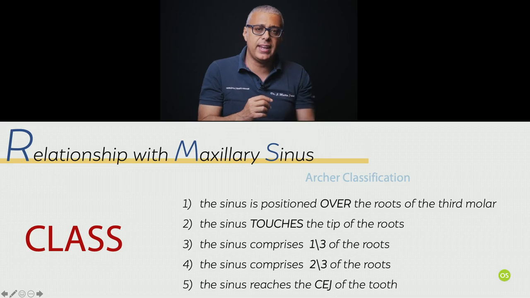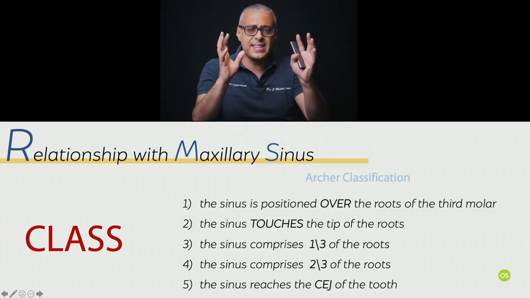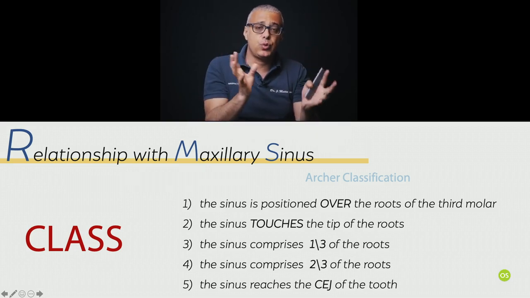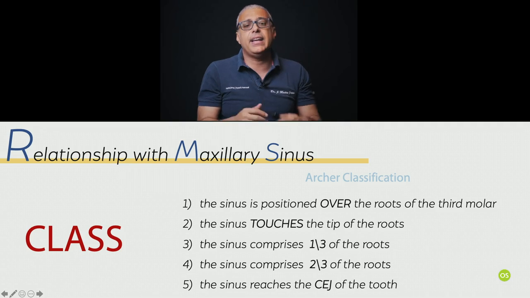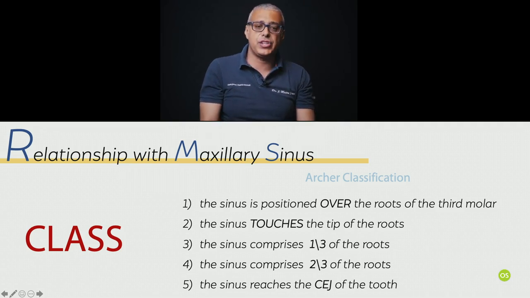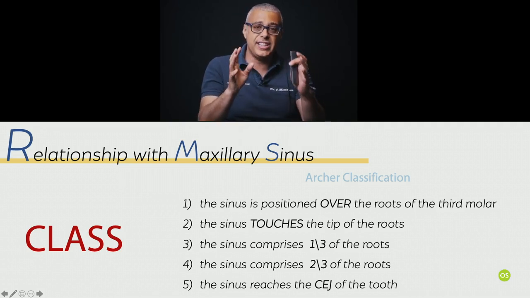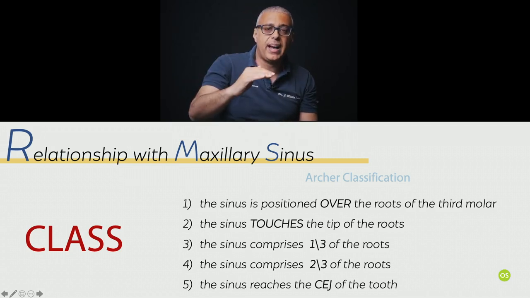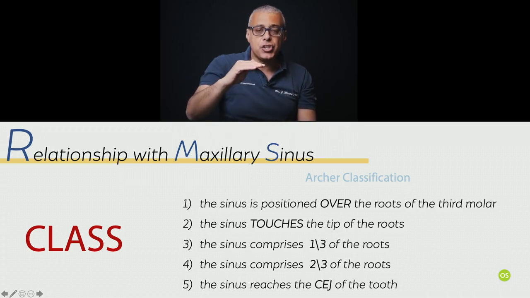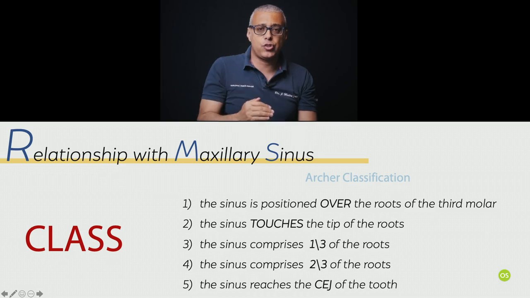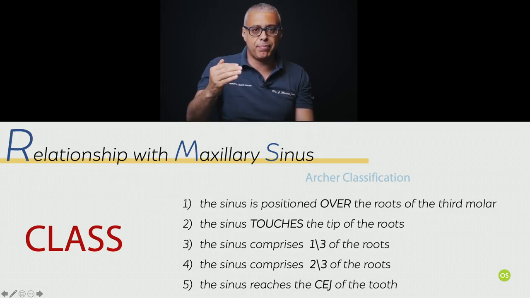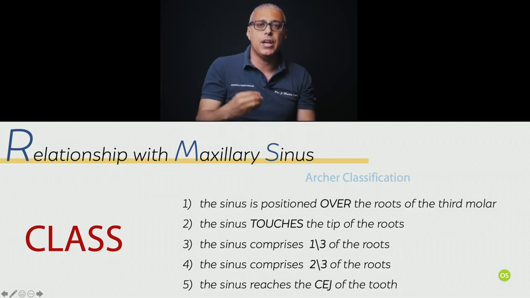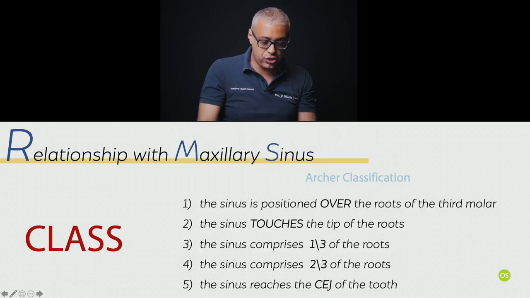A class 4 classification comprises the sinus that involves 2/3 of the roots, and if we have a class 5 classification, the roots are going to reach the CEJ of the tooth. Obviously, as we go from 1 to 5, we're going to have a major risk of oral sinus communication, and this is going to be kept in mind when we plan our surgery.